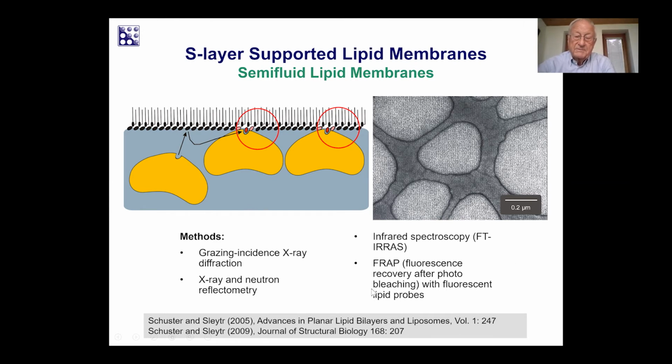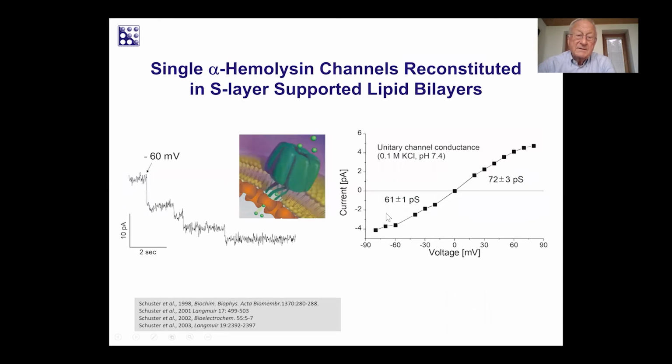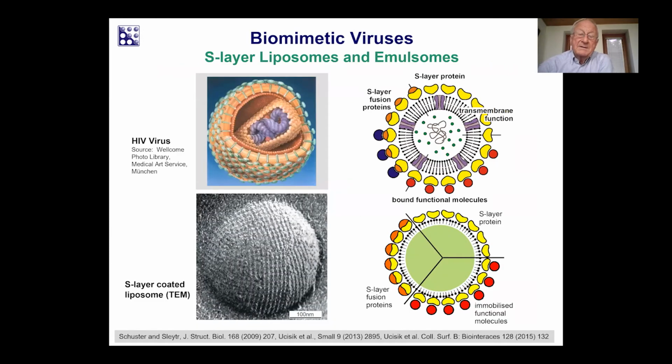We know this all from different biophysical data. What you see here is that we can also incorporate into such a system, in this case with the S-layer in different color, this heptameric pore from the alpha hemolysin, which is one of the best studied pore forming proteins. Now, that leads us to a three-dimensional structure, which we call biomimetic viruses or virus-like particles. And this is S-layer coated liposomes and emulsomes. Again, we just copy nature.